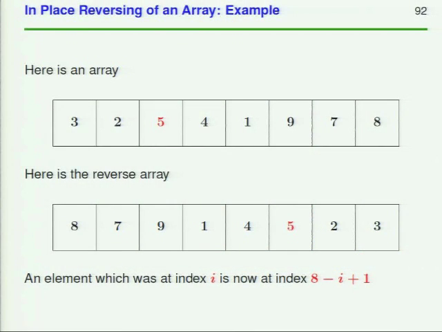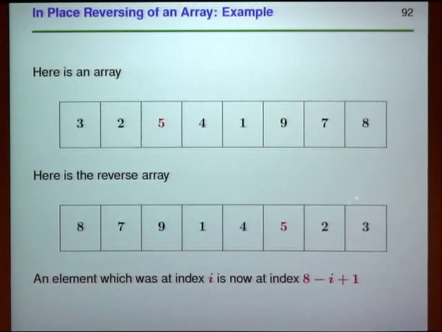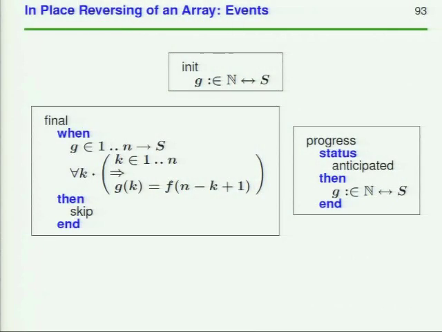So we have here this array, and here this is the array in the reverse order, and here we have 5 and 5, and if the index of 5 is I, then because we have 8 elements, the index of 5 in the reverse array is 8 minus I plus 1. Okay, so we have to change things like this. Okay, so it's not a very complicated program.